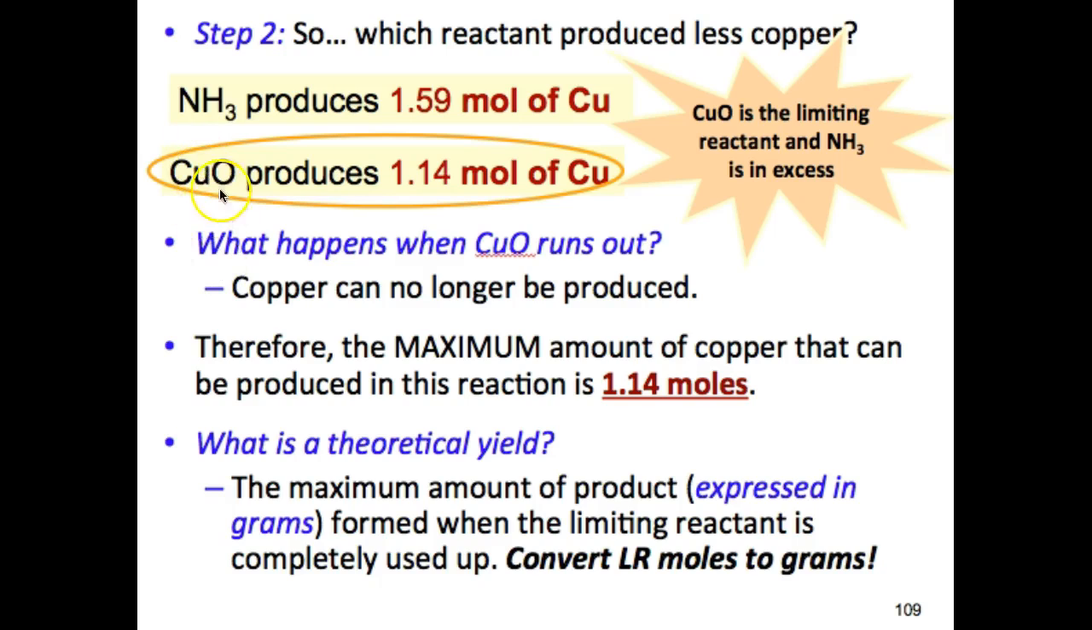So what happens when all the copper 2 oxide runs out? Well, that means the reaction is no longer going to go. No more copper will be produced. So the maximum amount that we can make, theoretically, is this 1.14 moles.